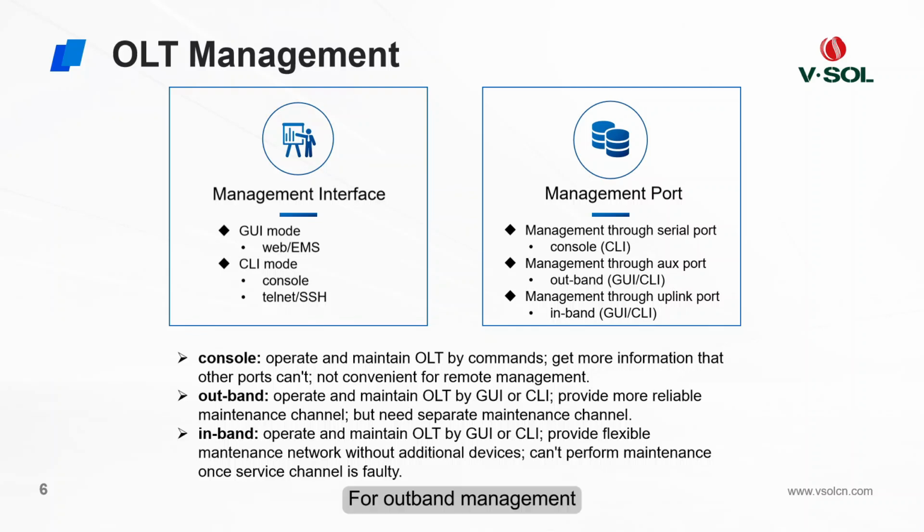For out-band management, we operate and maintain OLT by GUI or CLI. It provides a more reliable but separated maintenance channel. For in-band management, we operate and maintain OLT by GUI or CLI. It provides a flexible maintenance network without additional devices. But we can't perform maintenance when the service channel is faulty.